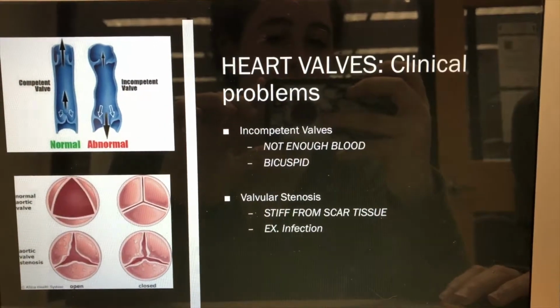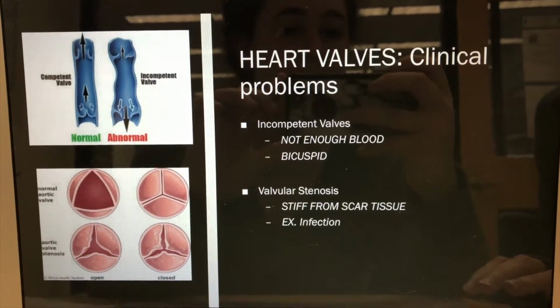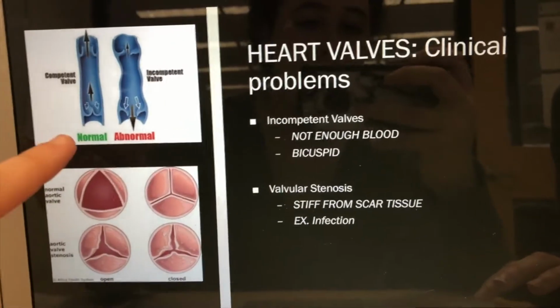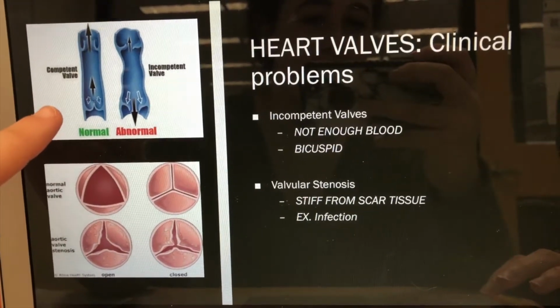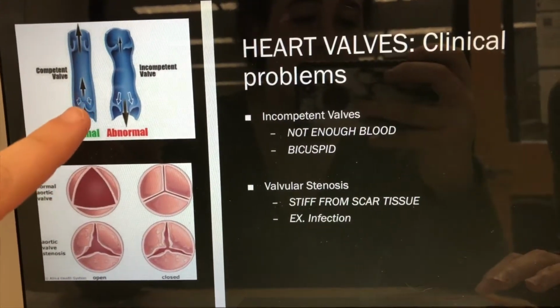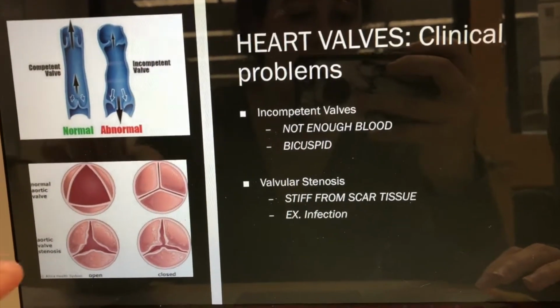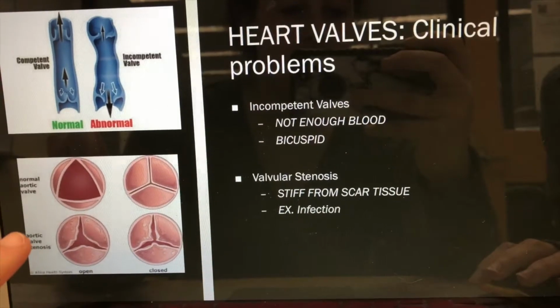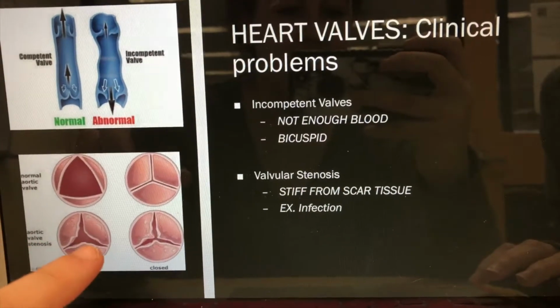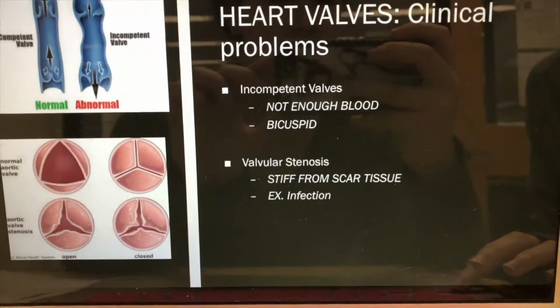Some clinical problems seen in heart valves are incompetent valves, which shown up here just have a weird look to it. It doesn't provide enough blood, and it usually happens in bicuspids. Then the next one is valvular stenosis, which just gets really stiff from scar tissue.